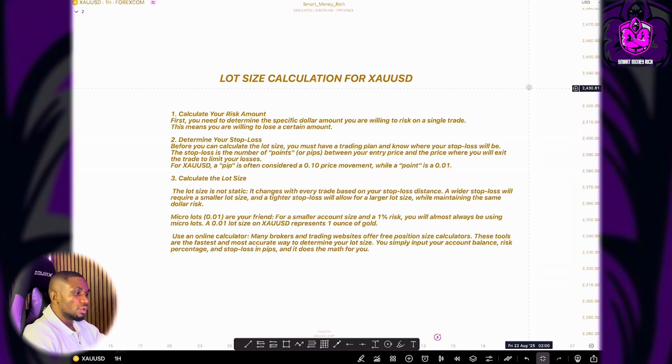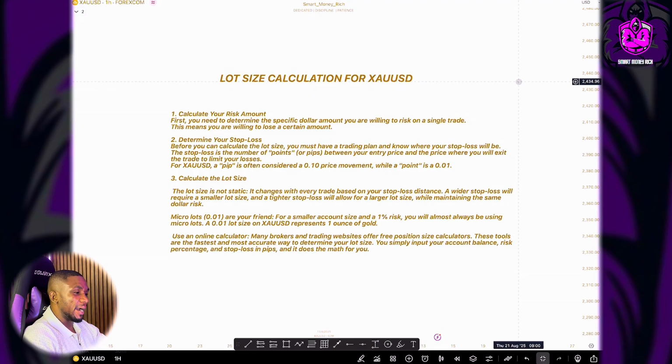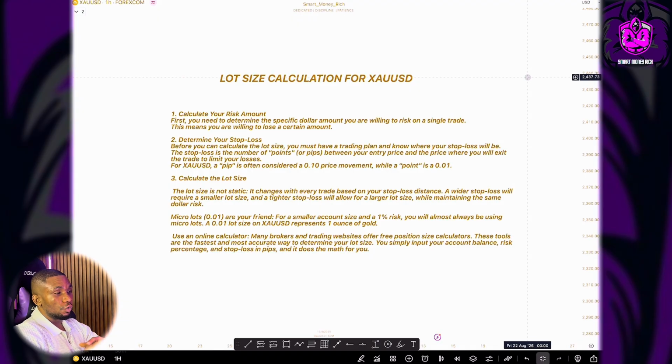Then number two, determine your stop loss. You don't know the exact lot size you'll be using on gold, except you know the stop loss in pips, right? Determine your stop loss. Before you can calculate the lot size, you must have a trading plan and know where your stop loss will be on that particular trade. Like I did my analysis. You guys saw when I was doing my analysis, you knew I had my stop loss in place and my take profit in place. So you have to determine where your stop loss will be.